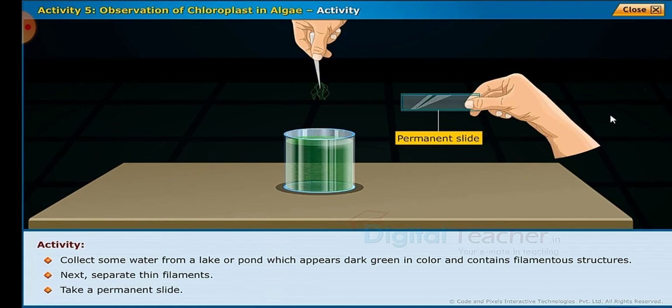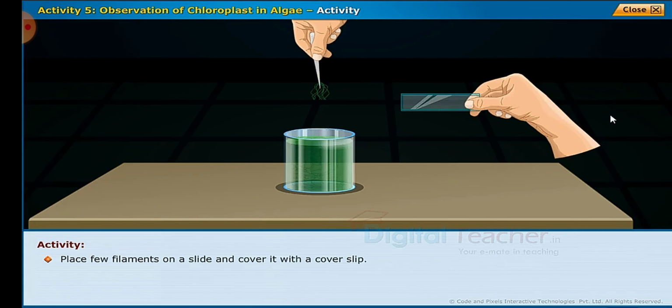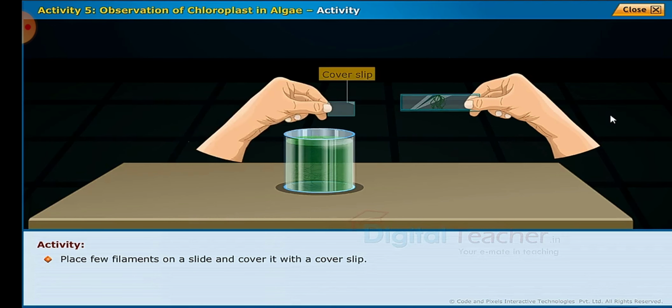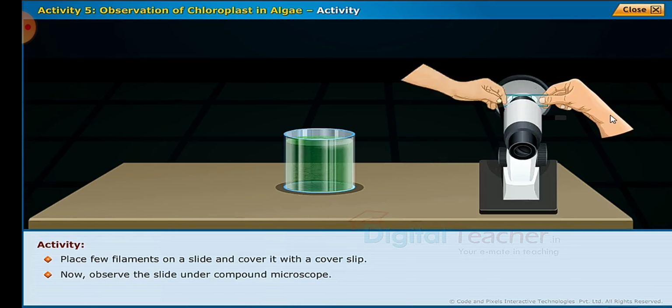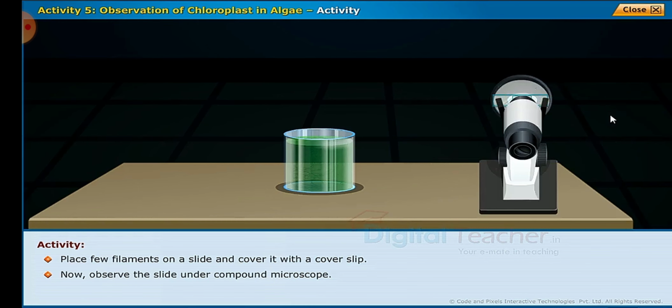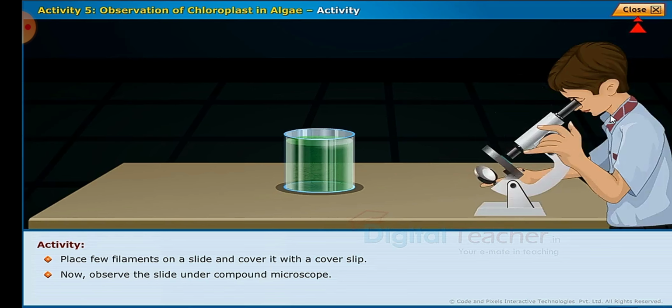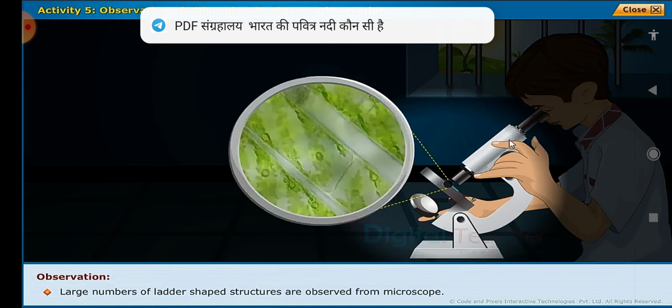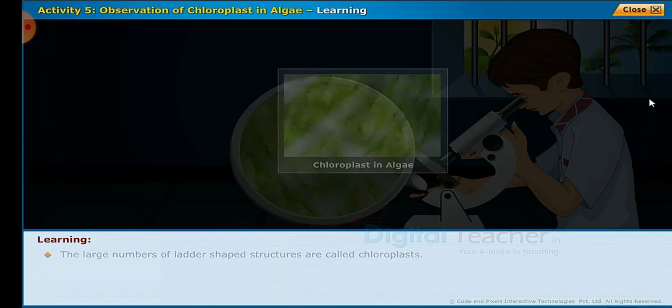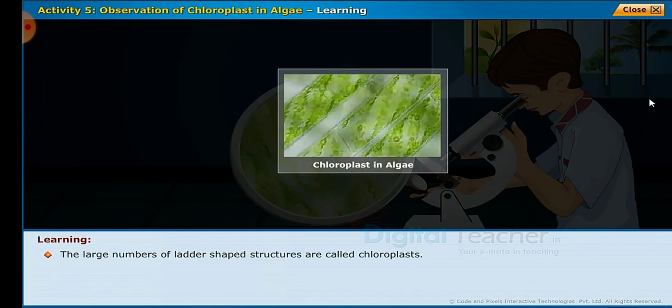Take a permanent slide. Place a few filaments on a slide and cover it with a cover slip. Now, observe the slide under a compound microscope. Large numbers of ladder-shaped structures are observed through the microscope. The large numbers of ladder-shaped structures are called chloroplasts.